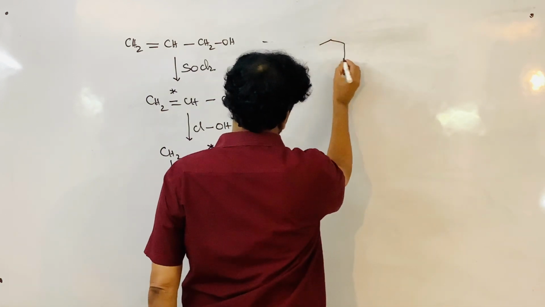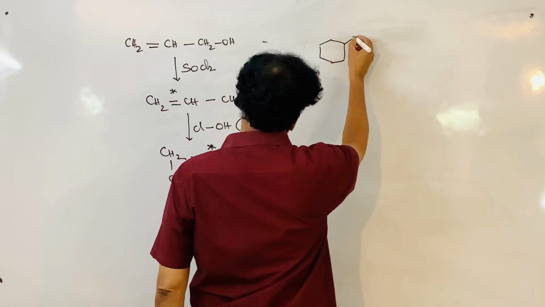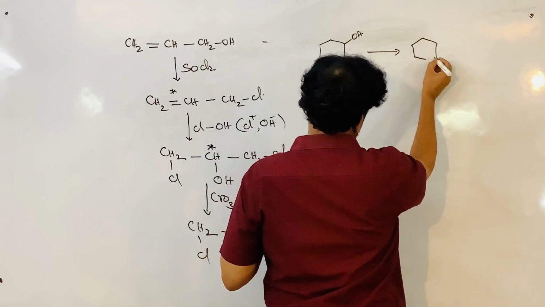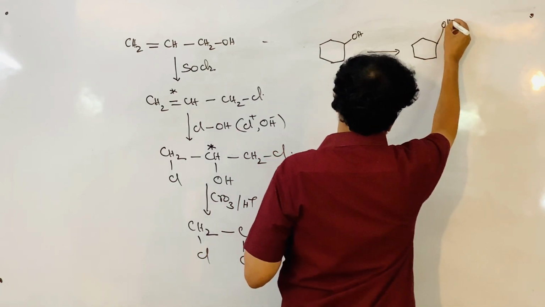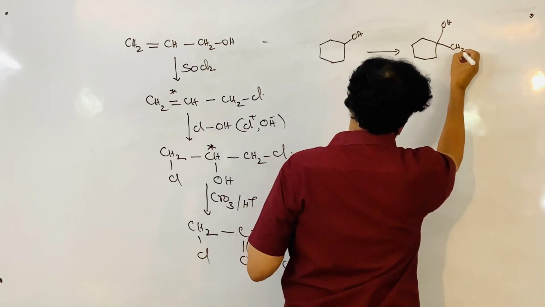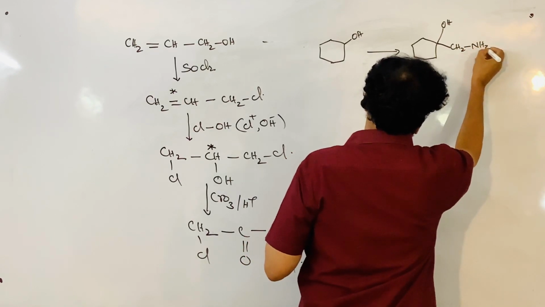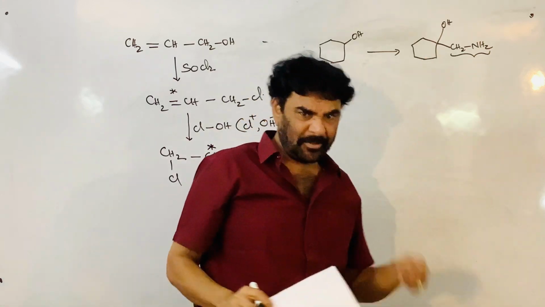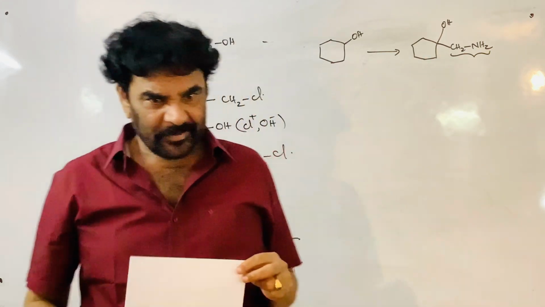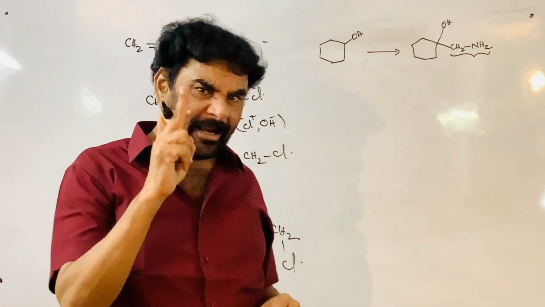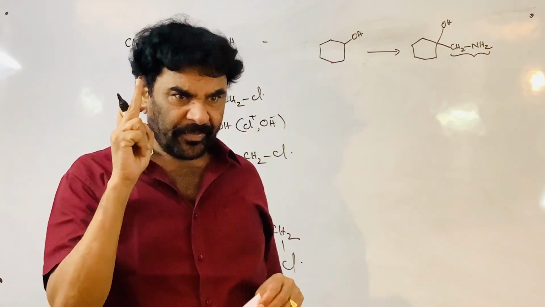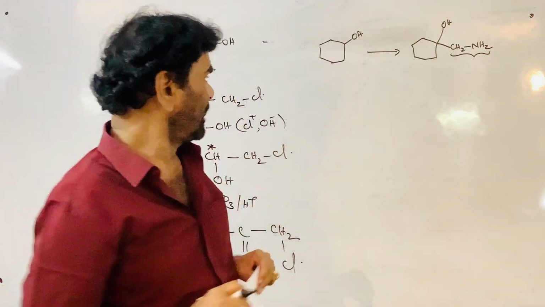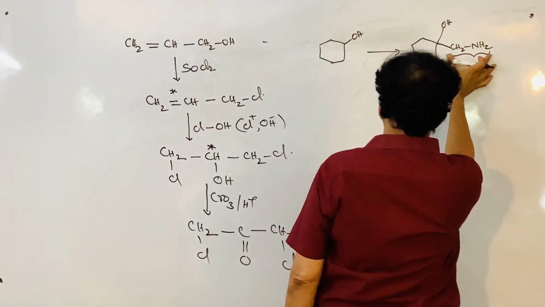Let me write the second one. Cyclohexanol to cyclohexane CH2NH2. This is the new group introduced. Repeatedly I am telling, cyanide on reduction gives the aminomethylene group, that is the CH2NH2 group. So this we can get from the cyanide.